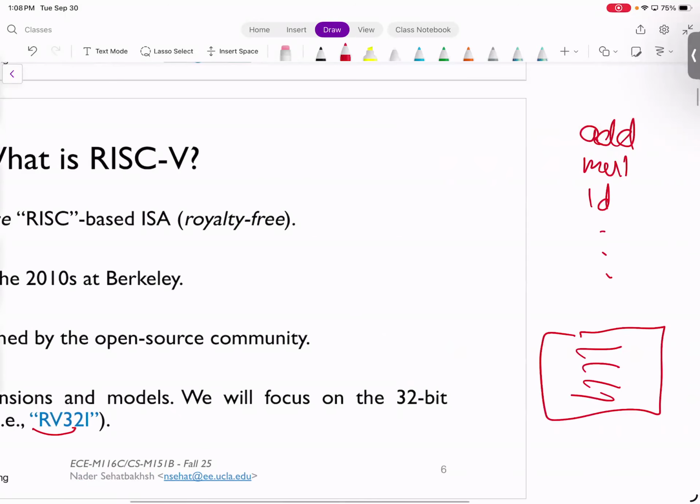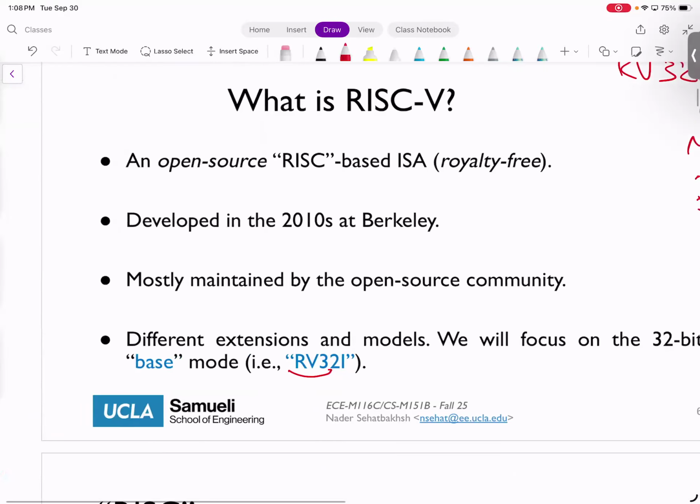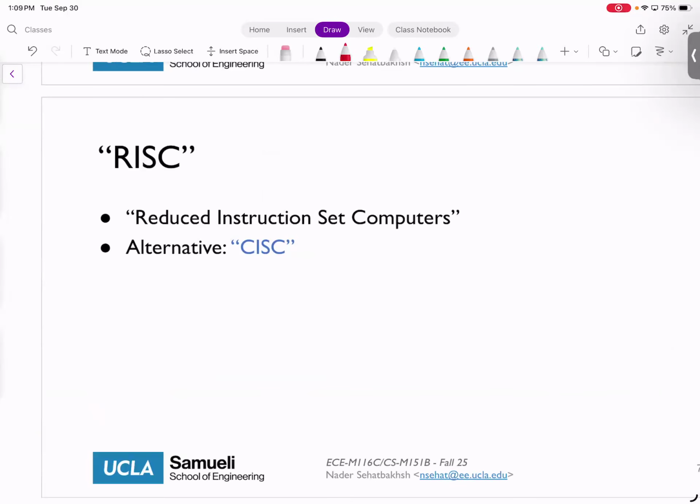So if you go through the documentation of RISC-V, you will see things like RV32, I, and G, and M, and so on. What we're going to focus on in this class for educational purposes is just the base model, which has the core functionalities. The others follow the same format. If you're interested, you can always look into the documentation. Okay? All right, moving on. As I said, RISC basically stands for Reduced Instruction Set Computers.